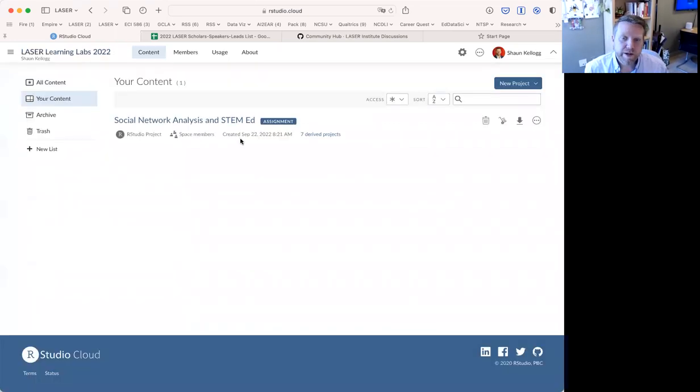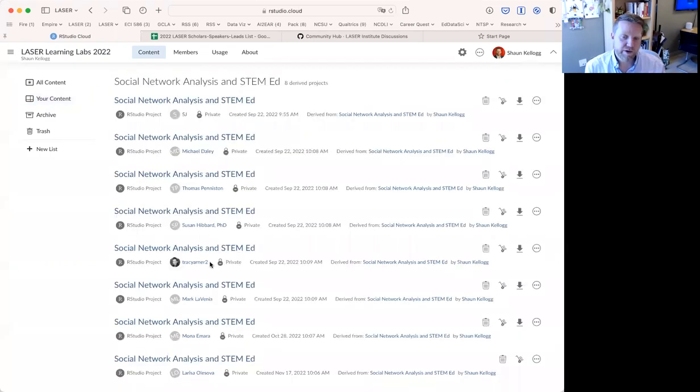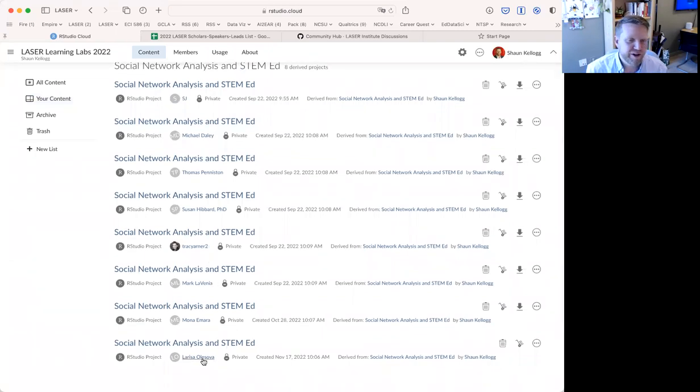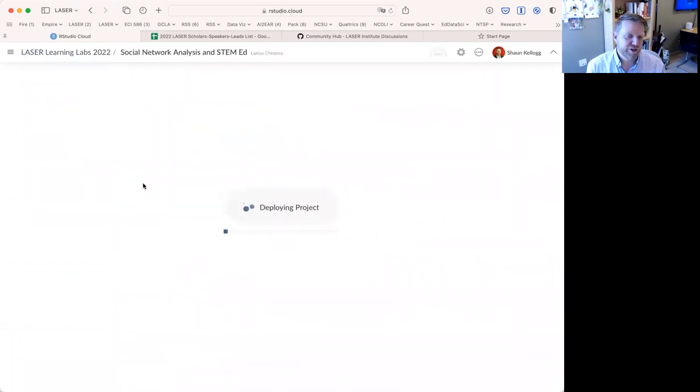When you log in, you should see something that looks like this: social network analysis and STEM ed. It says assignment because I set it up as an assignment. When you click on it, it's basically going to copy this entire R project and create a copy that's just yours. So we can see, Larissa, I see your project in here. If you're ever having trouble, I can click in on your project, see the code that you're typing, and help you troubleshoot.